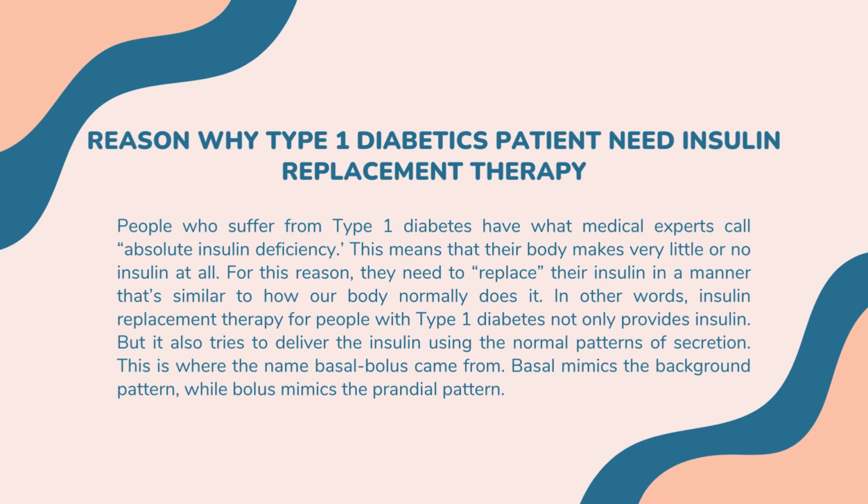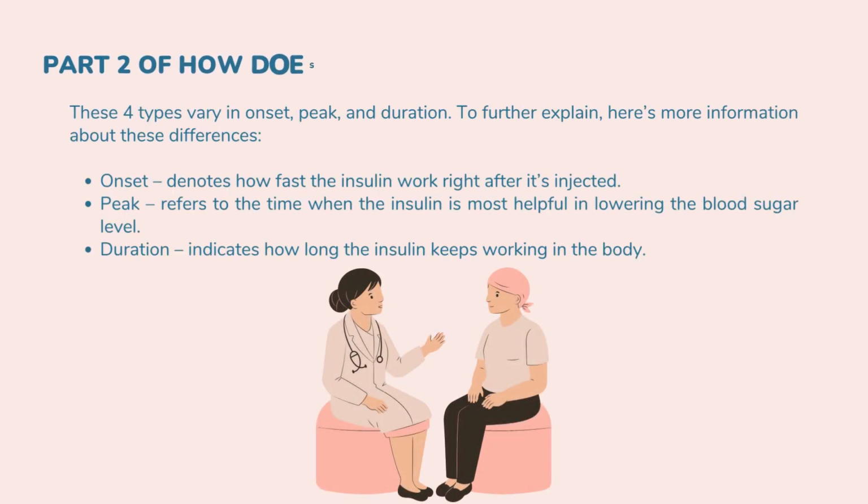Now, let's consider this. People who suffer from type 1 diabetes have what medical experts call absolute insulin deficiency. This means that their body makes very little or no insulin at all. For this reason, they need to replace their insulin in a manner that's similar to how our body normally does it. In other words, insulin replacement therapy for people with type 1 diabetes not only provides insulin, but it also tries to deliver the insulin using the normal patterns of secretion. This is where the name basal bolus came from. Basal mimics the background pattern, while bolus mimics the prandial pattern.